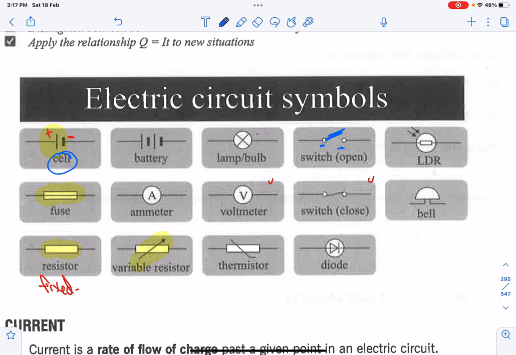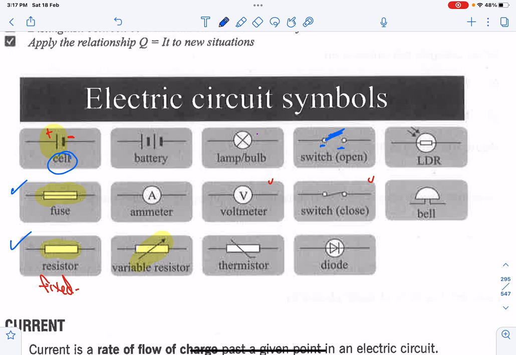You have an LDR over here, which we will discuss more in the next few chapters. We have the fuse. The interesting thing between a fuse and a fixed resistor is that the fuse has a single line crossing over the whole box. This imitates an invisible wire, where if too much current goes into it, it will snap and break the circuit.